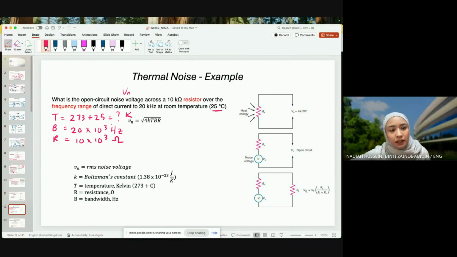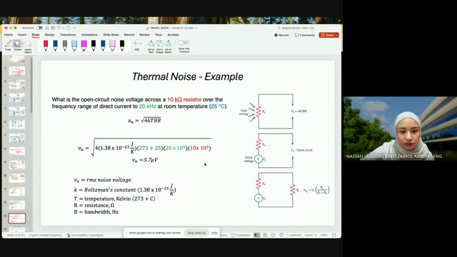So how did I know that this 20 kilohertz is the bandwidth? Because it mentions frequency range. Remember what the bandwidth formula is? F2 minus F1. This is a frequency range. The range is between F1 to F2. So frequency range is also the same as bandwidth. That is how I decided that this frequency range is actually the bandwidth for this question.